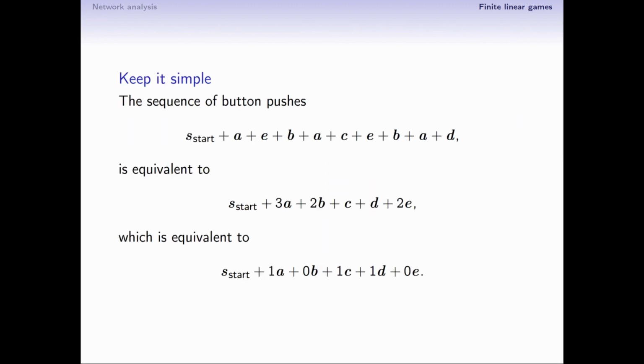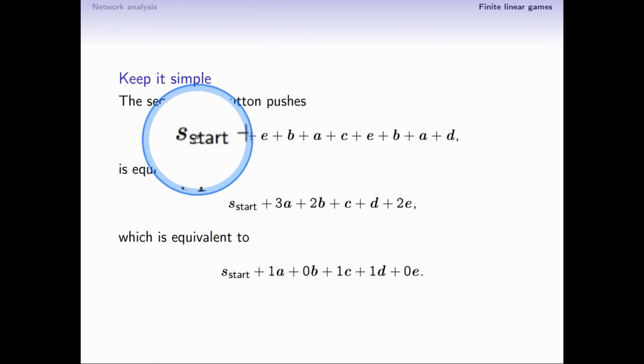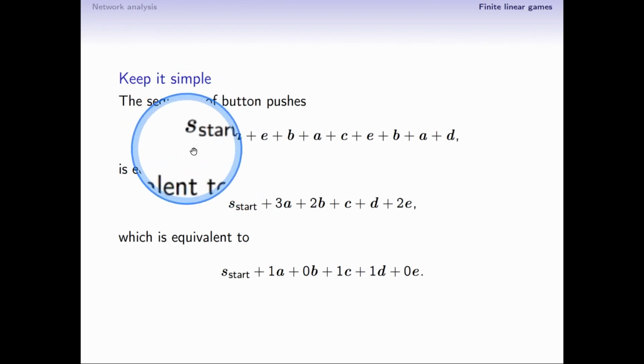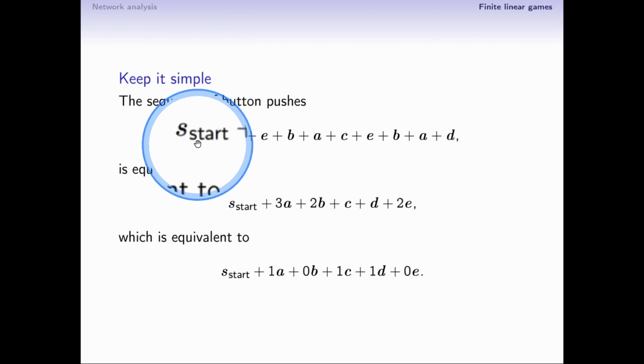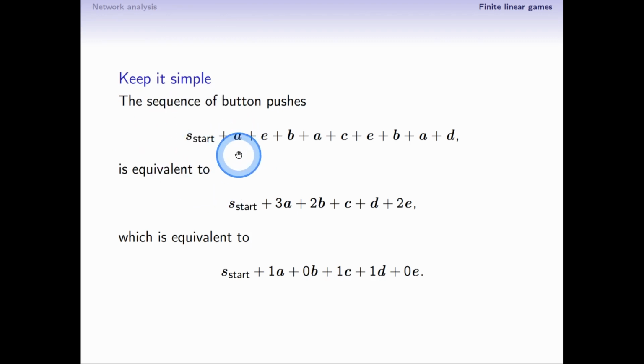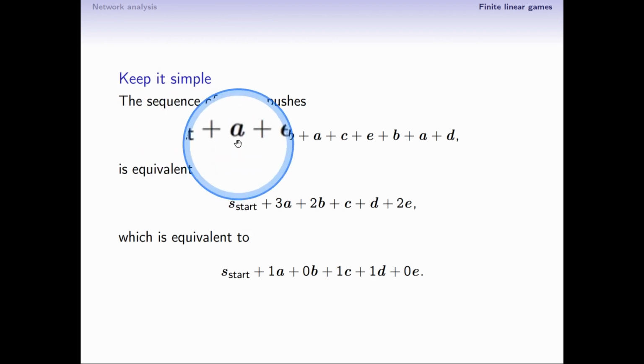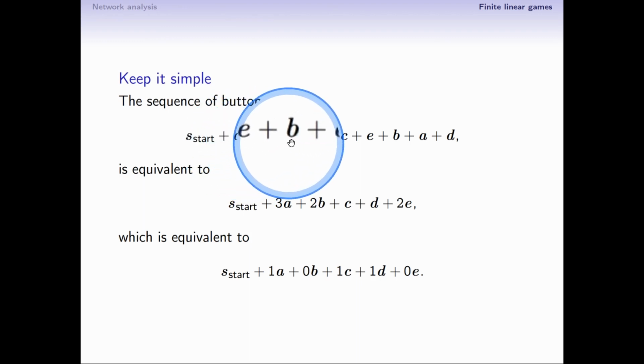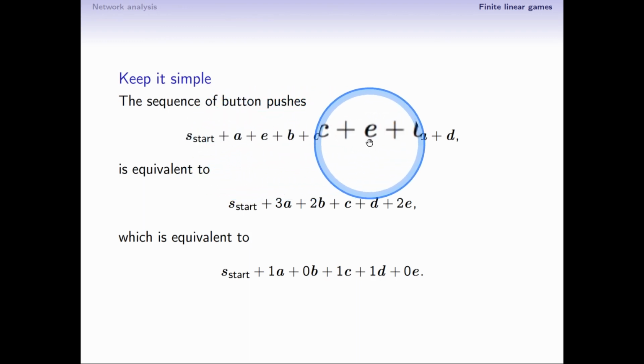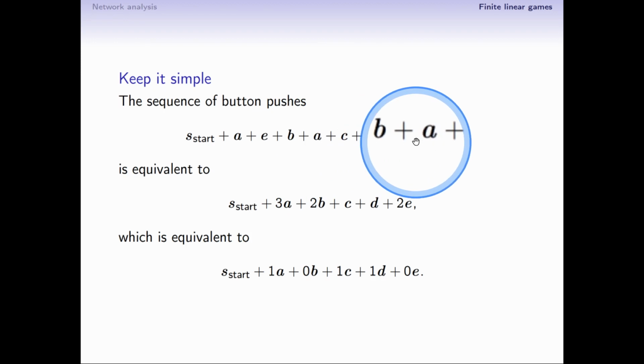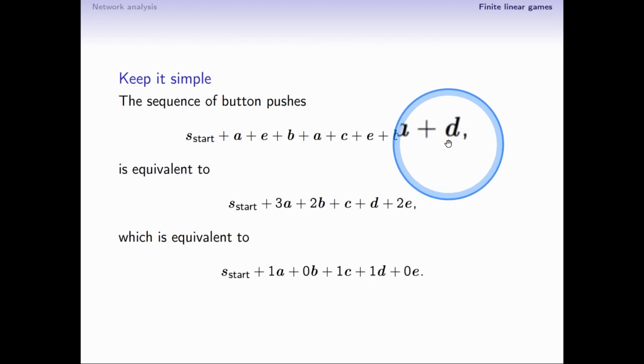Let me show you how we can use this property that vector addition commutes to keep things simple. So let's imagine the following example. Suppose I have some initial state vector. This is the state of the system when we started, okay? And then I go through a mad sequence of button pushes. I hit A, and then E, and then B, and then A again, and then C, and then E, and then B, and then A, and then finally D. So I go through this mad sequence of button pushes.